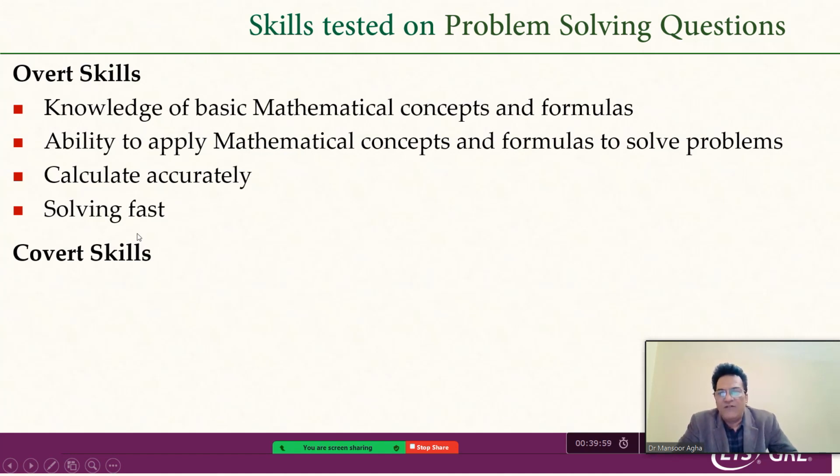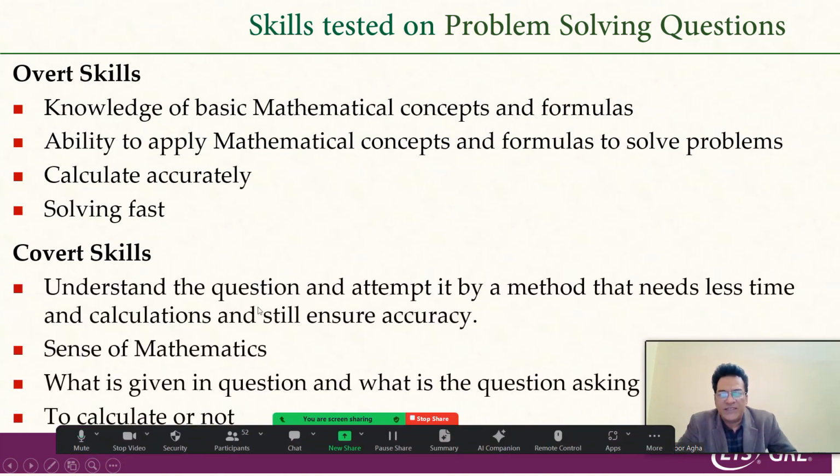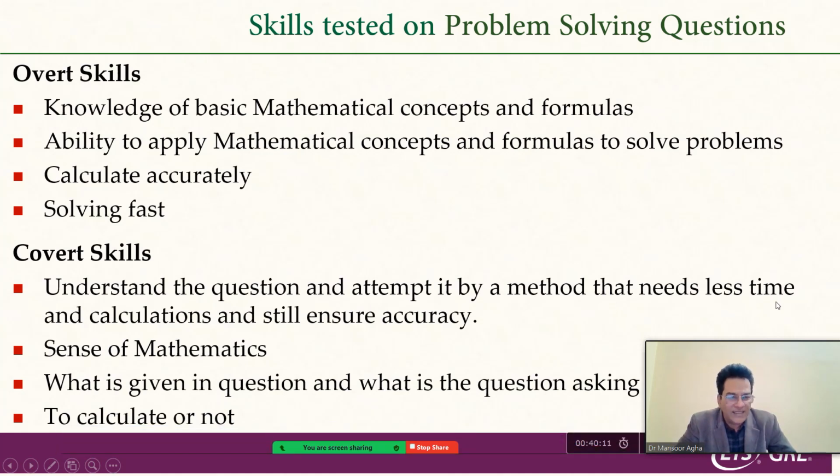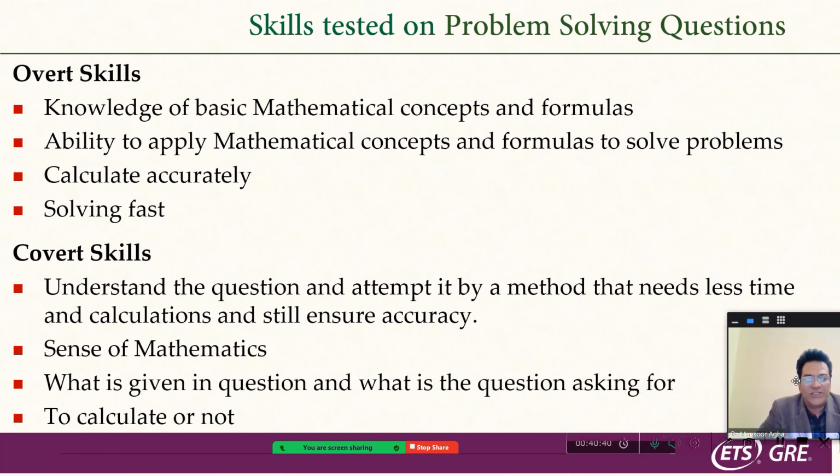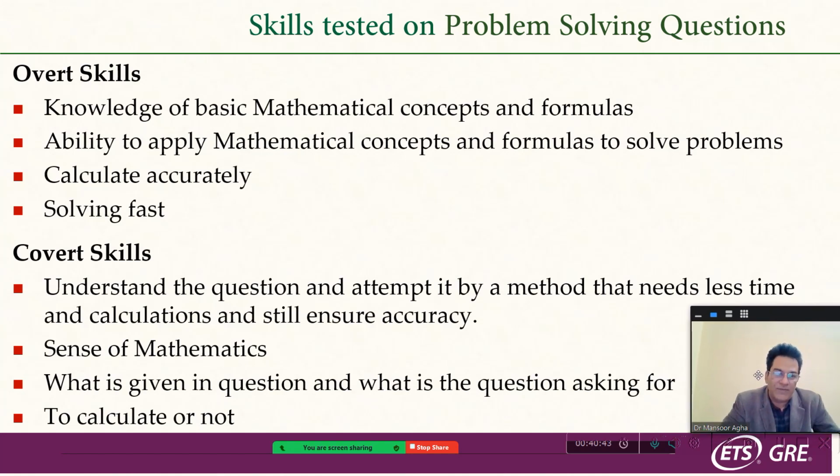At the same time, among the skills tested in a hidden manner, you need to be good at understanding the question's language and attempting it by selecting a method which needs less time and fewer calculations, and still ensures accuracy. You do not need to know more or difficult formulas and calculations, but you need a sense of mathematics, the ability to play around with numbers, which is really being tested. You need to understand what data has been provided in the question and what the question is really asking for, and then find that particular answer.